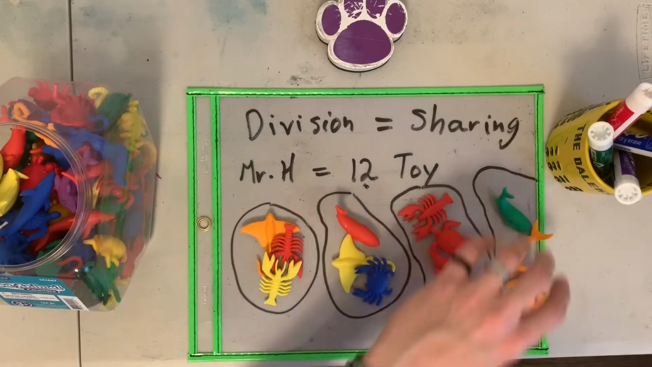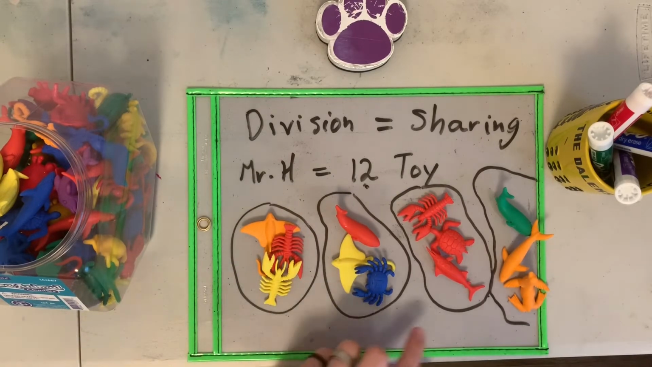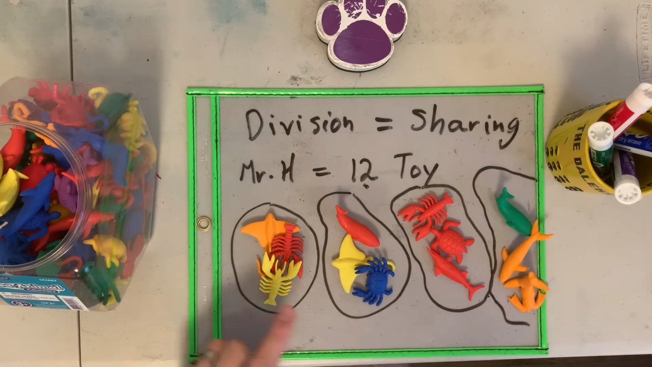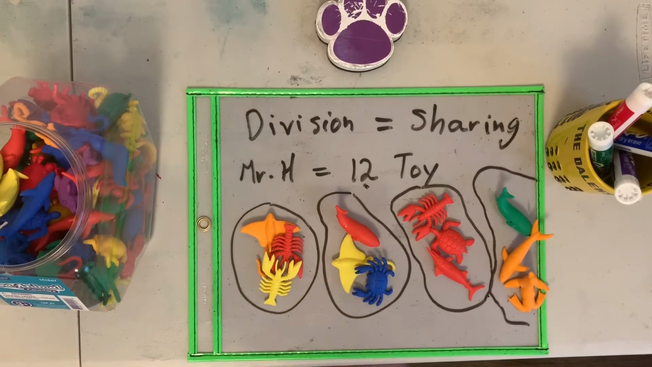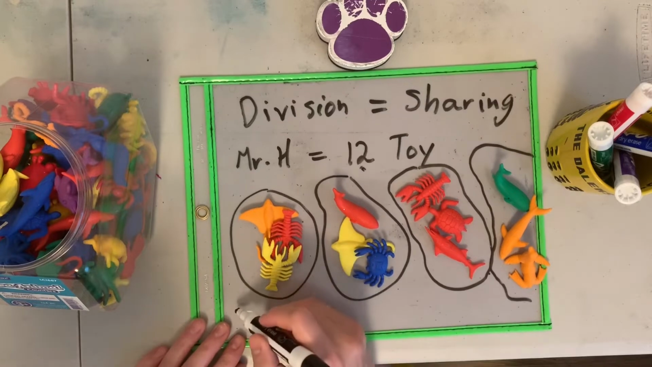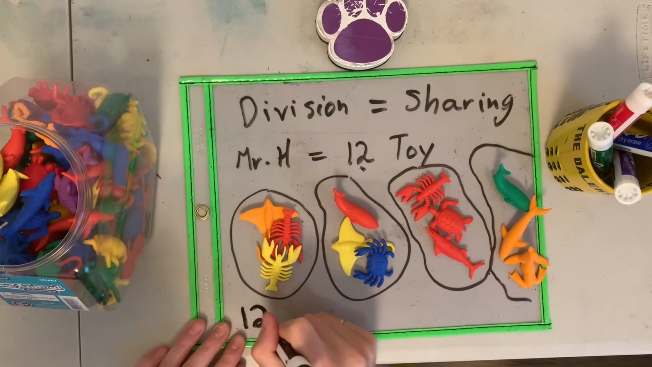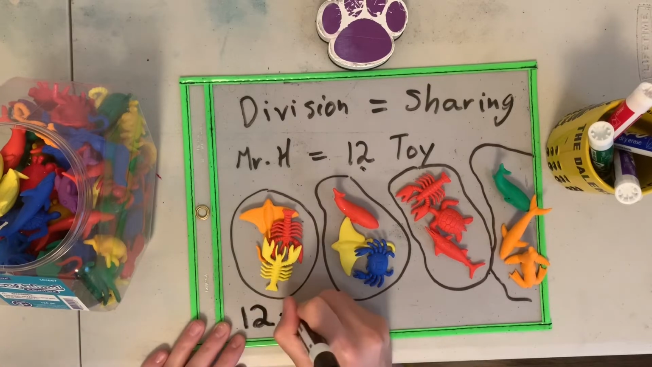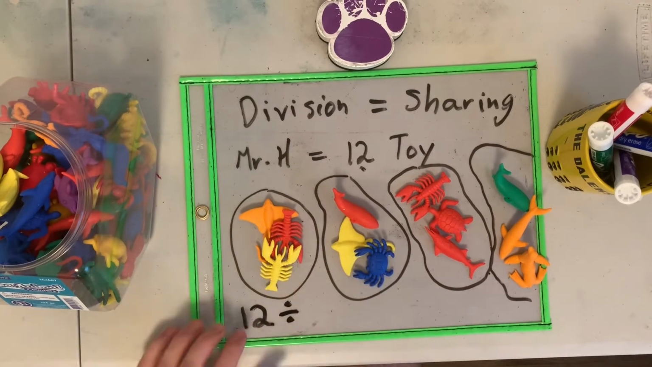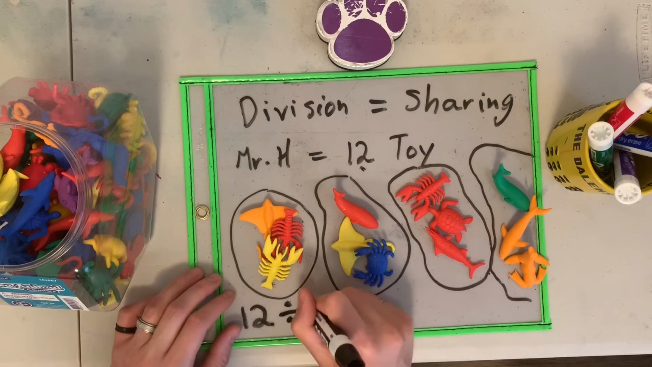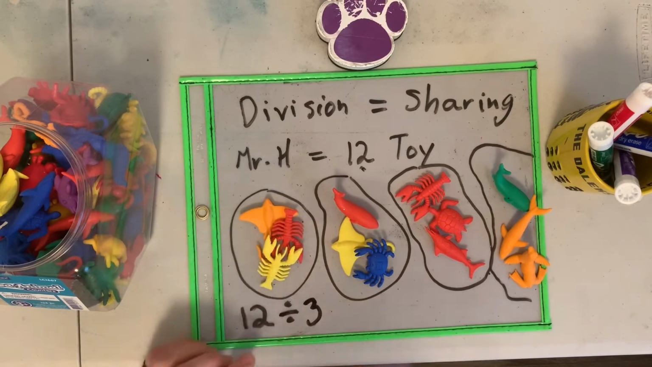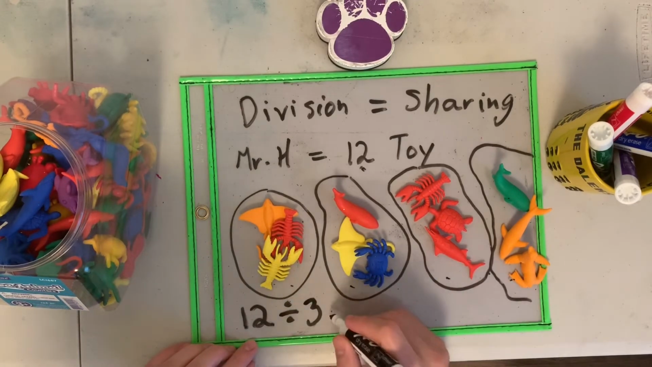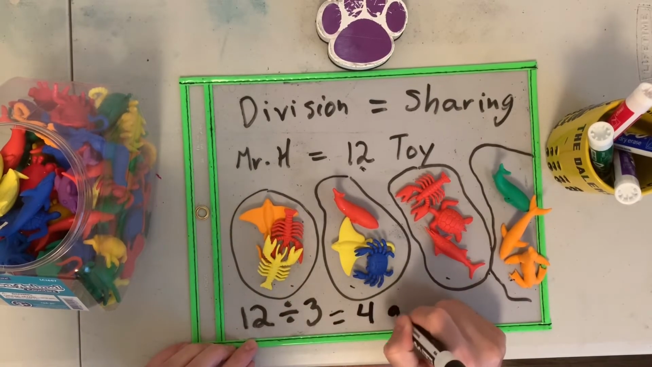So each group has 3 toys. How many groups do I have? 1, 2, 3, 4 groups. So repito, I had 12 toys. Yo tenía 12 juguetes. When I divide, cuando yo divido 12 juguetes entre 3 juguetes, I divide 12 divided by 3, me dio 4 groups. It gave me 4 groups.